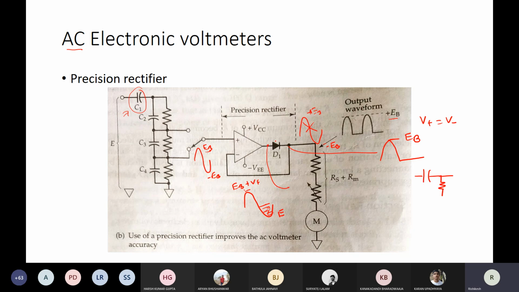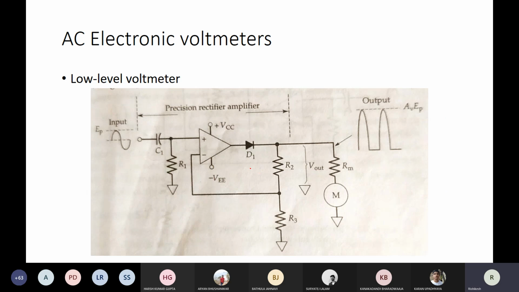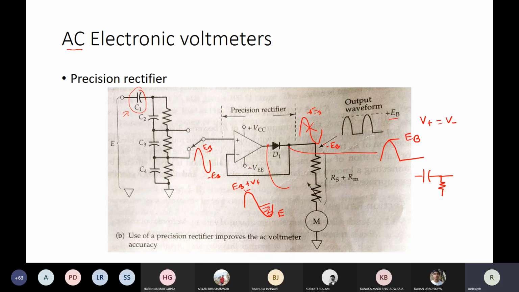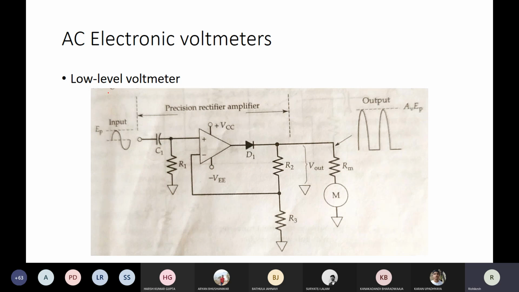Now the same voltage follower can be further extended to a nonlinear amplifier. Same approach, right? This is again a precision rectifier, but it is basically converting the voltmeter into a low level voltmeter. It means if the input supply voltage is low in magnitude, then one can use the non-inverting configuration. So this is basically a non-inverting AC amplifier, you can say, because we have used a diode here, of course, for the purpose of rectification.